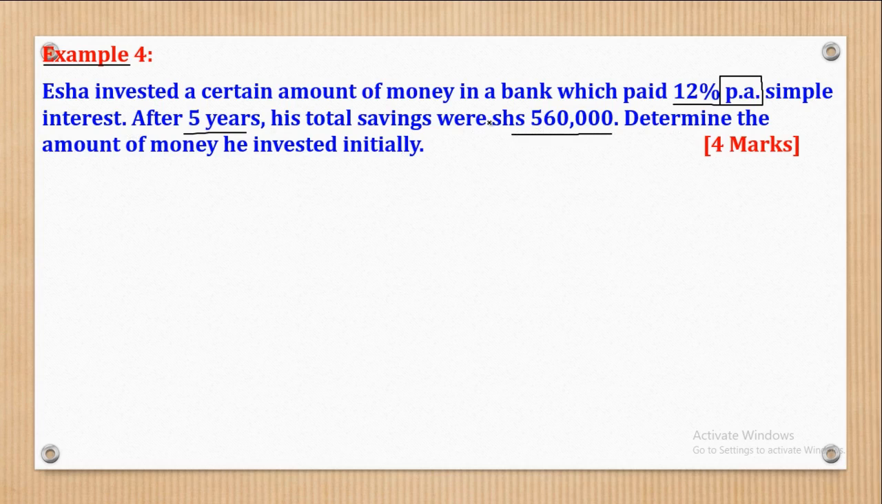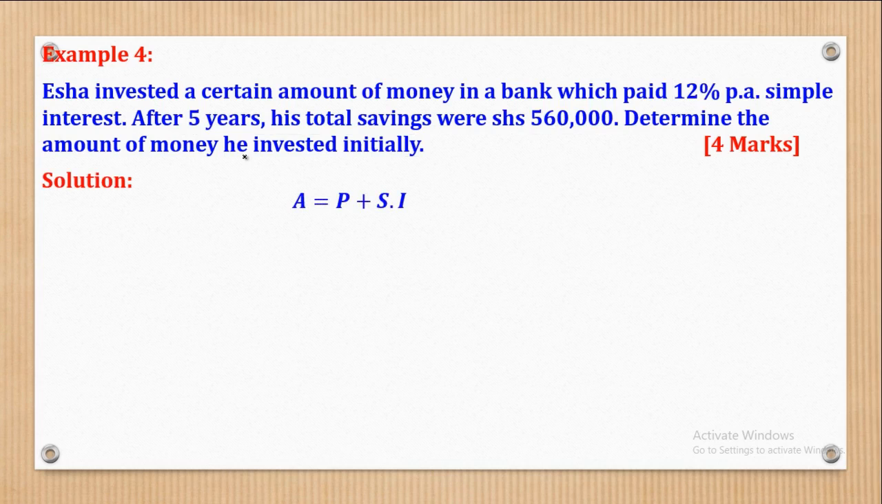So in this case, this 560 is what we call the amount because they said total. Then the 5 years is what we call our time. Then the 12 is what we call our rate R. So what we don't have is the amount invested. Remember, amount invested initially is what we call the principal. So basically we are looking for principal. So we shall come and write the formula, substitute and then calculate the unknown.